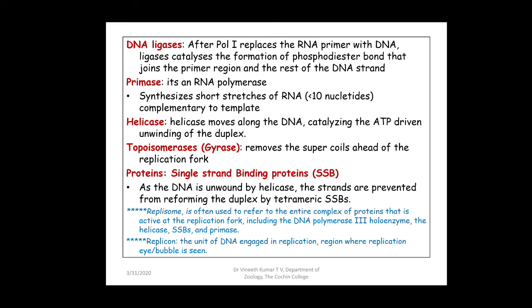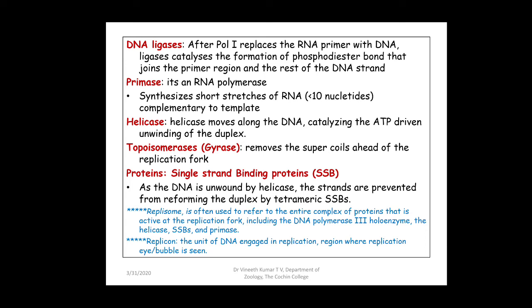So coming to the next enzyme, after that we have completed the set called polymerases. Next is ligases. We said that the function of Pol 1 is to replace the RNA primer. After the RNA primer is replaced, because of its polymerase activity, it synthesizes DNA in place of RNA, and there will be a gap between the primer region and the rest of the region. The formation of the phosphodiester bond is catalyzed by DNA ligases.